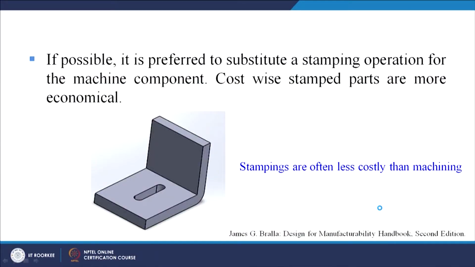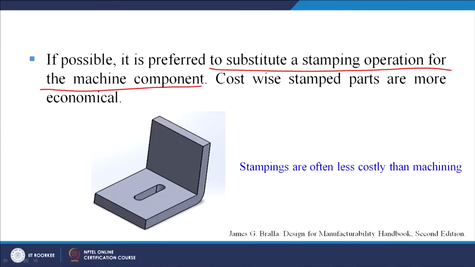If possible, it is preferred to substitute a stamping operation for the machined component. Cost wise, stamped parts are much more economical. So we can do the stamping operation if the thickness of the plate or the sheet is reasonable. If it is very thick, then it sometimes becomes difficult to do the stamping operation. But wherever possible, instead of trying to remove the material by machining, we can easily do it using stamping, which will be very cost effective.